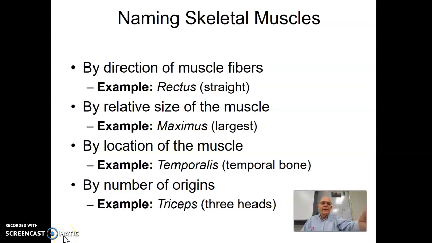Hello, this is Mr. McMurray again, and here we are naming skeletal muscles. This is what the next section has to do with. I'm going to go over some examples here, and then we'll talk about the answers on number 21.